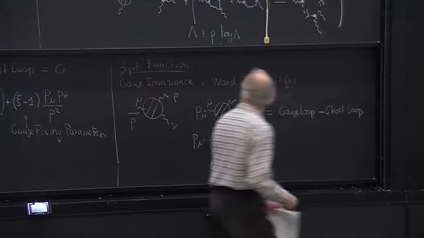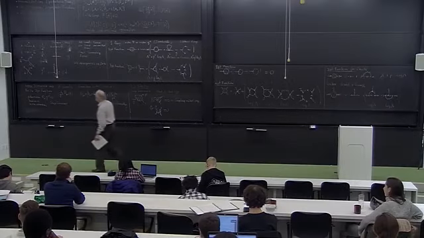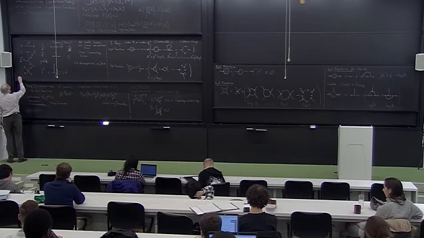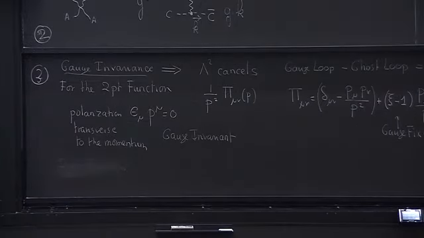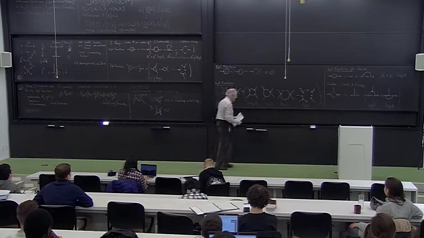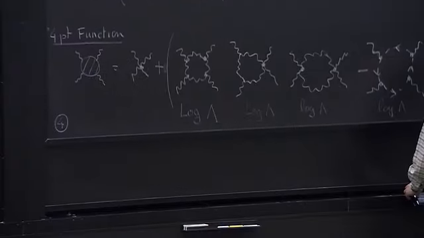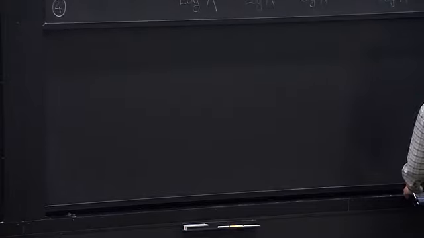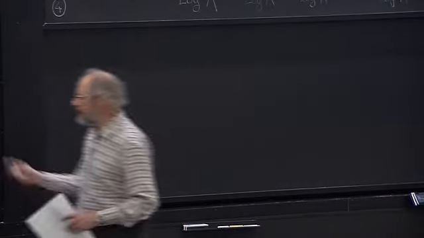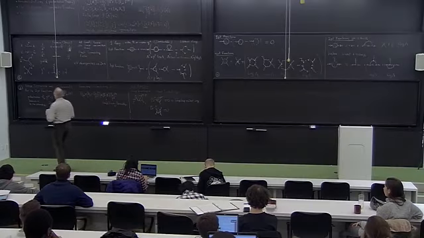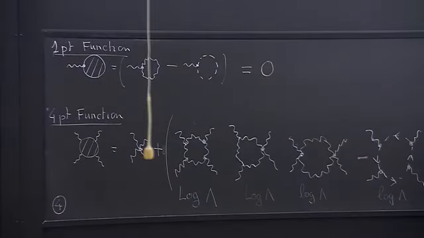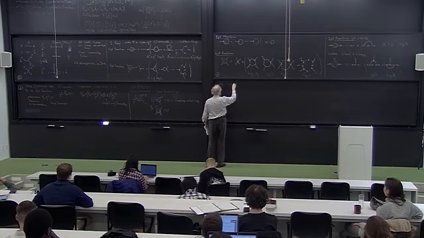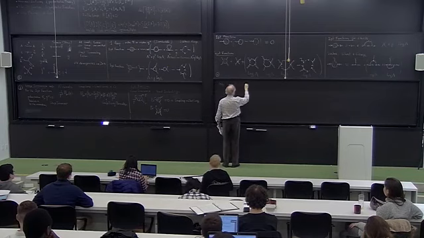Okay, good. So this was Blackboard 2, this was Blackboard 3, and this was Blackboard 4. Okay, so now you can check, thanks to gauge invariance and thanks to the ghost, in fact, now you can analyze the logs. So you have only log lambda divergences.